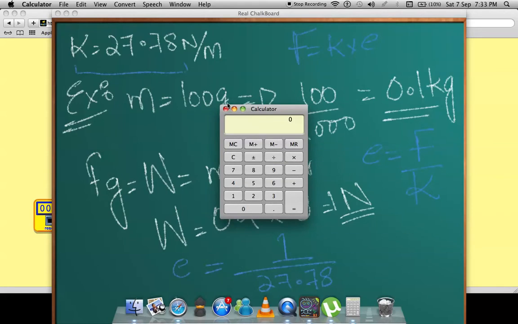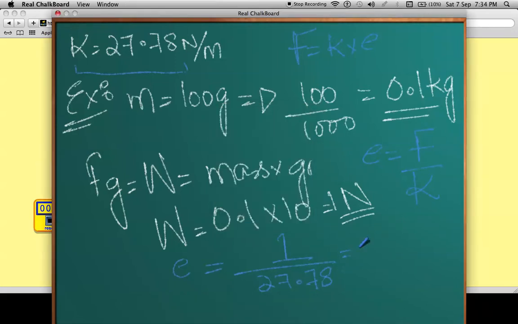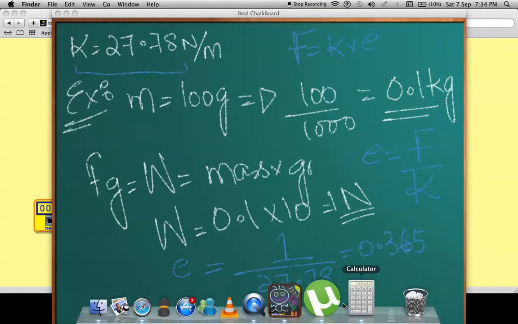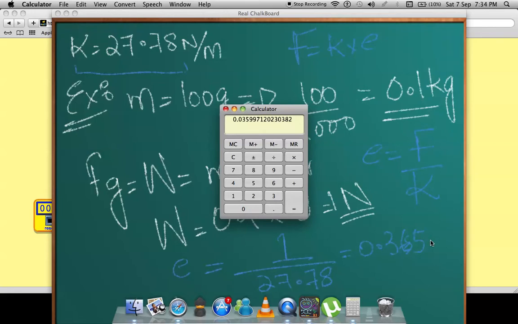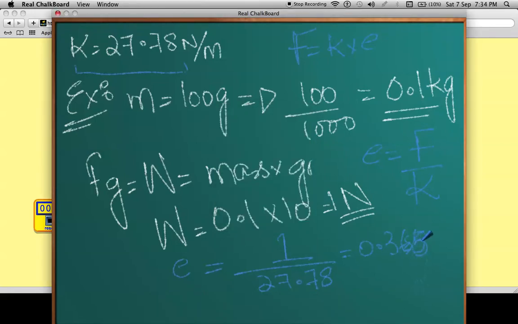So here it is. 1 divided by 27.78. So this gives me 0.035, and what is the full answer? 3599. So let's take it as 0.36. Just round it off. 0.36. Remember, the answer will always be in meters because those are the units that you have used: newtons for force and newtons per meter for K. So your answer will be in meters.